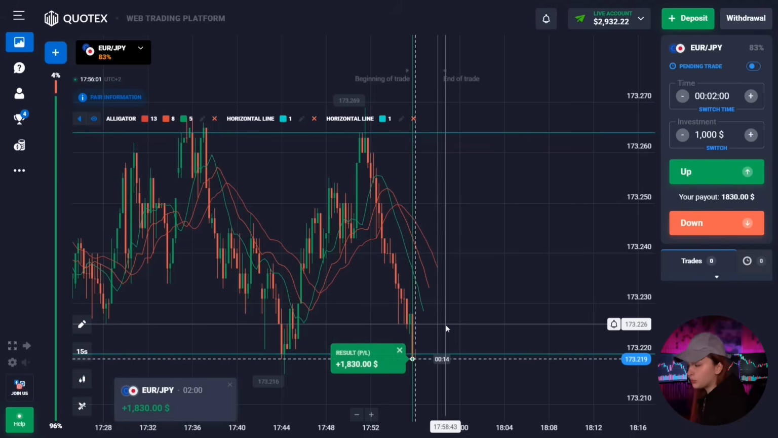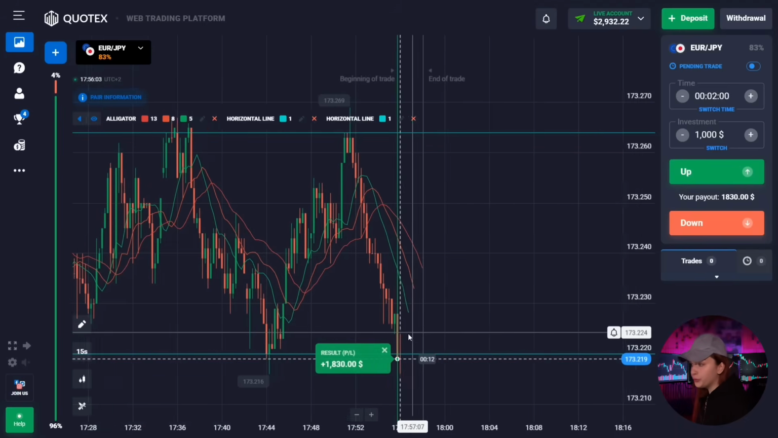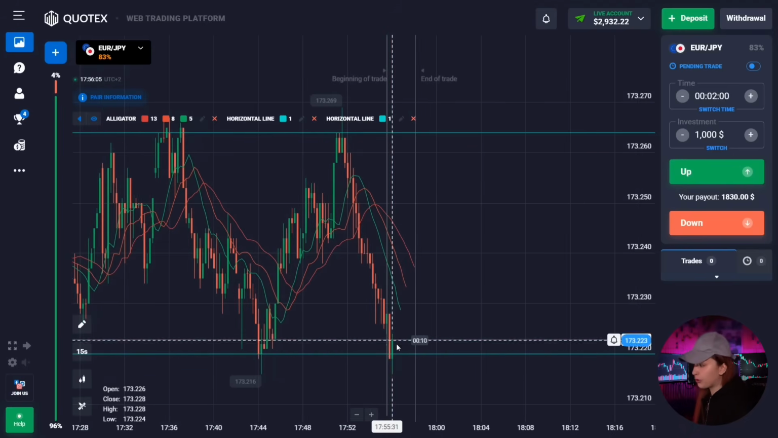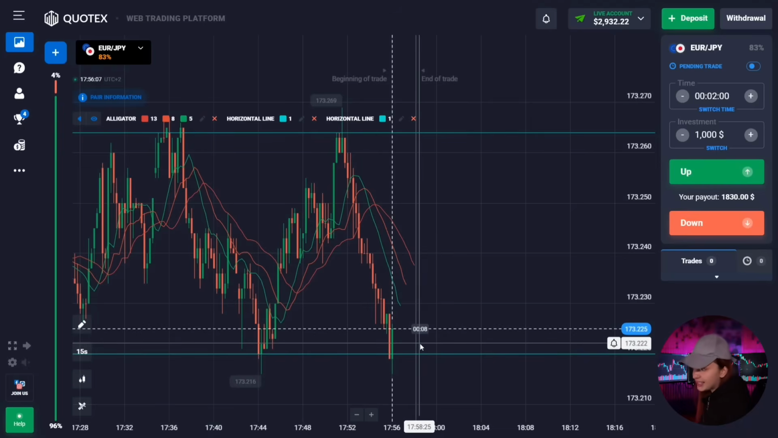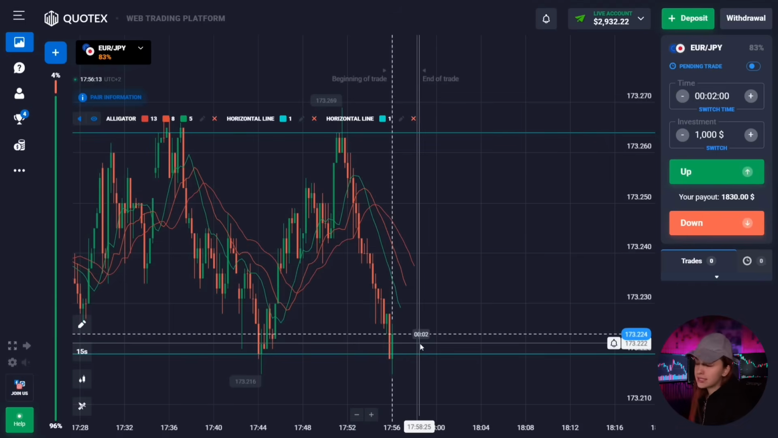Guys, that's amazing. The price continued a confident downward movement. Here we got the profit with you. As you can see, the indicator was right again and suggested us a good entry point. We were able to make money on this movement.